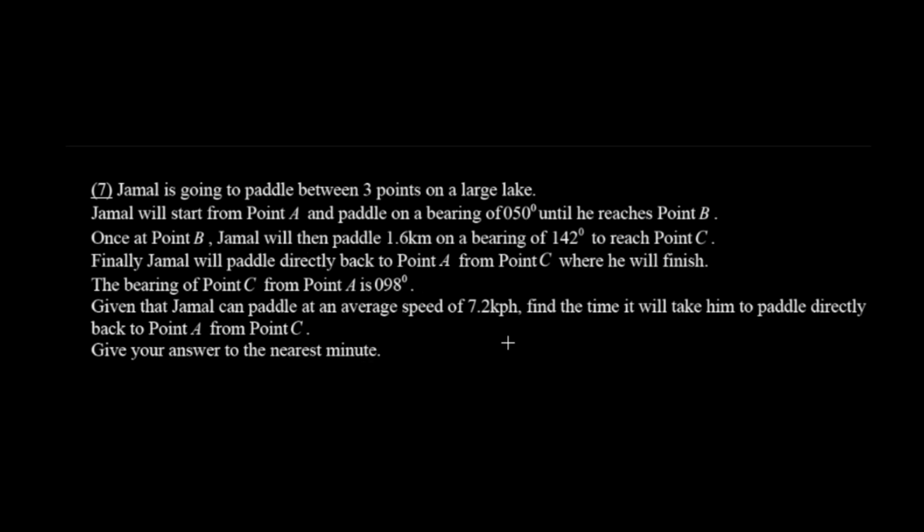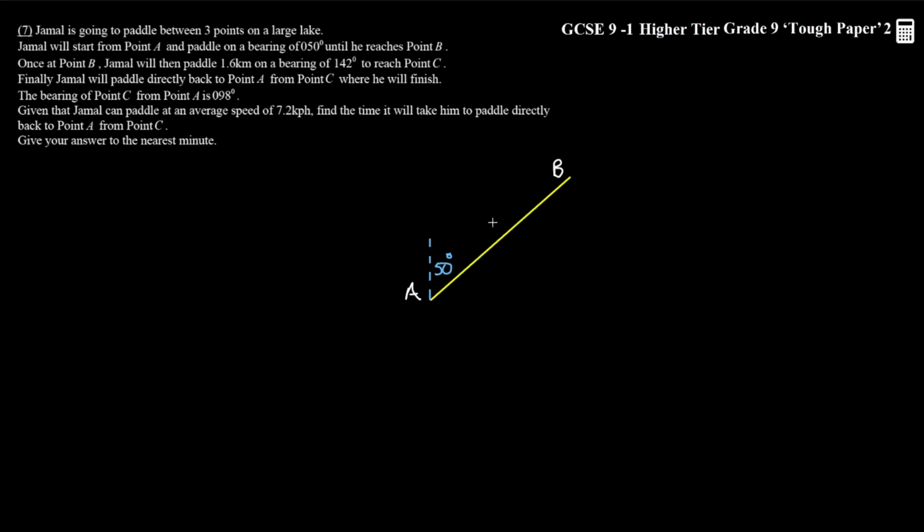We're going to have to put this information on a diagram because I don't want to read all this stuff twice. Okay, point A, he paddles on a bearing of 50 degrees until he reaches point B. So there's his first journey. Now he's at point B, then he paddles 1.6 kilometers on a bearing of 142. 142 is down in this direction slightly, but I've got to guess the length.